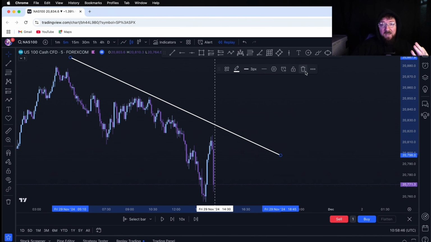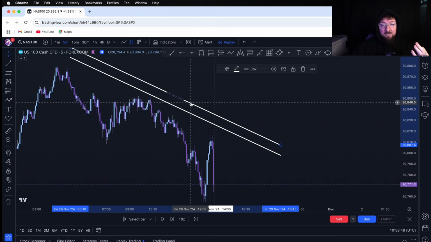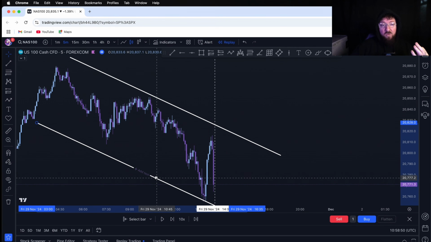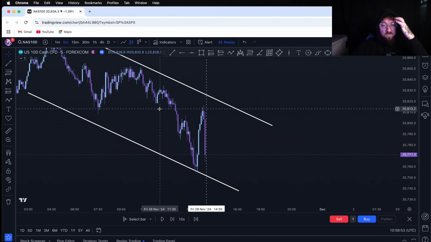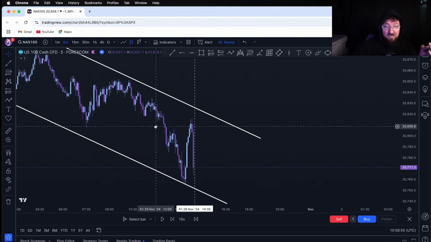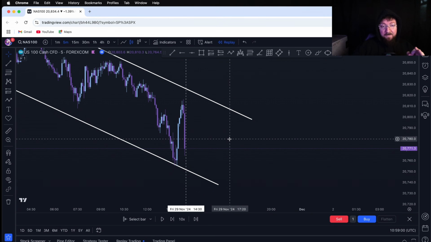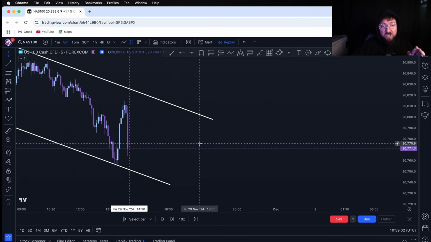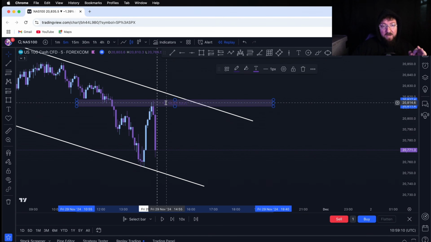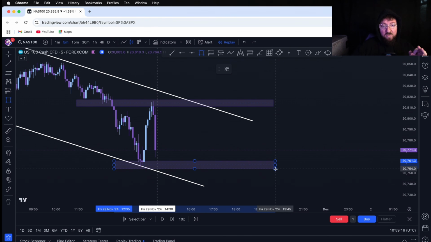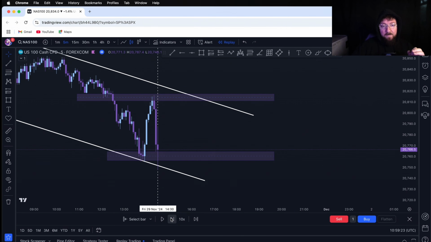So I'm going to get my lines and I'm just going to put them there just for my own psychology. I'm probably looking for a break to the downside, but if we break to the upside, then we'll deal with that when it comes to it. But right now, we're in a channel and we need a break above this, where price got pushed down, or a break below there, where price got pushed up. That's all you're doing.